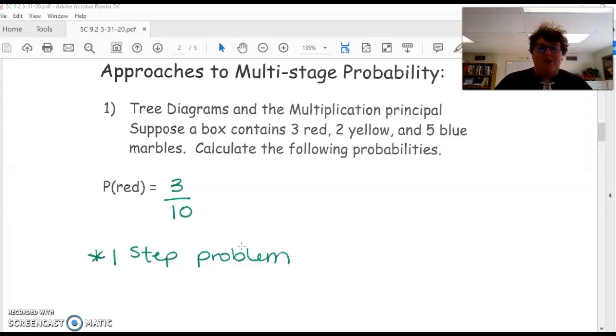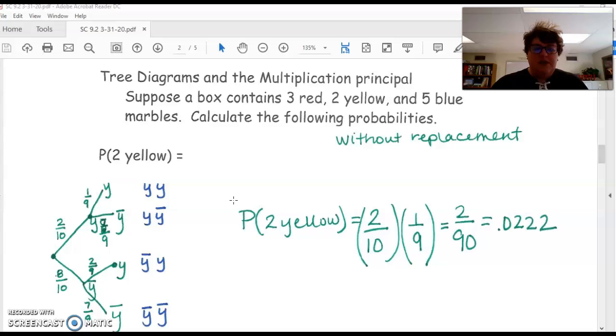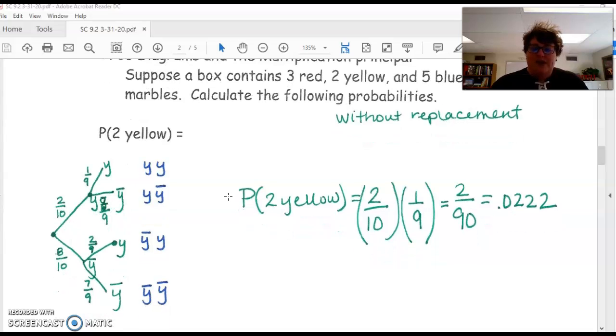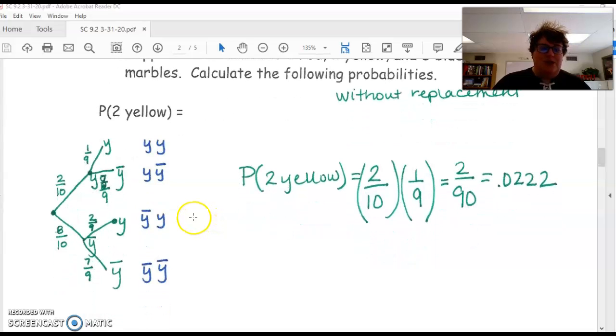So first example, one-step problem. You're given 3 red marbles, 2 yellow, and 5 blue. So what we did in the last section is the probability of a red is 3 out of 10. So we have 3 options to get a red out of one draw. Now, if we change that to a multi-step problem, then we have the probability of getting 2 yellow. So there are 2 ways that we can look at this, the tree diagram and the multiplication principle, and I've shown both of those for you.